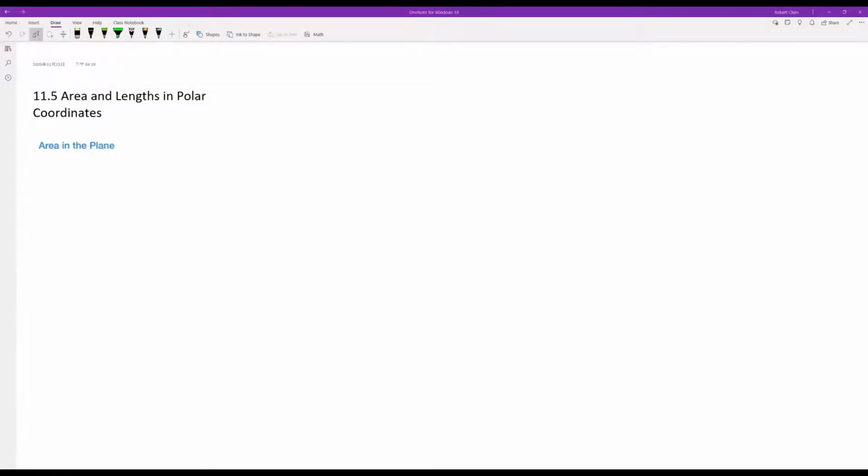Welcome back, guys. This is 11.5. We're looking at area and lengths in polar coordinates. Let's start with looking at area.